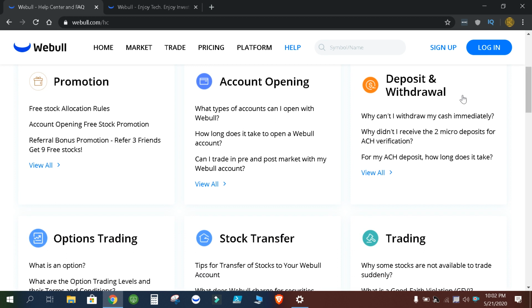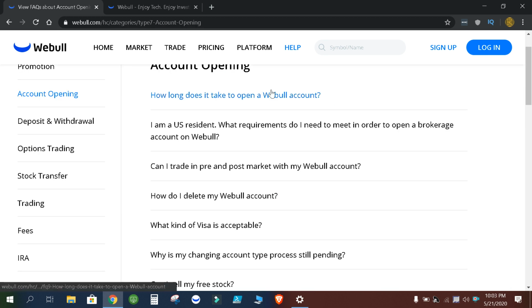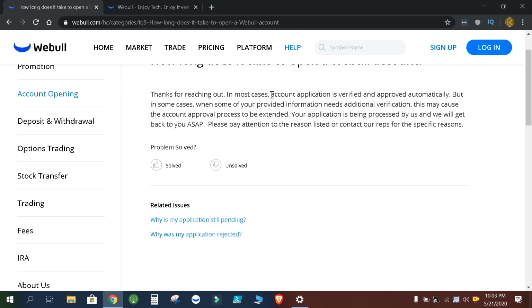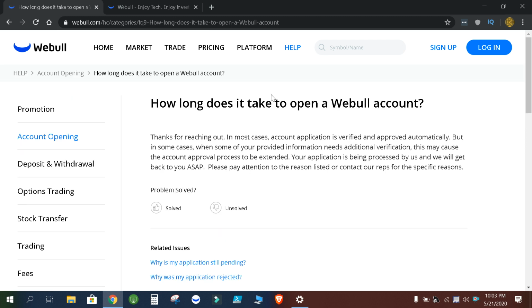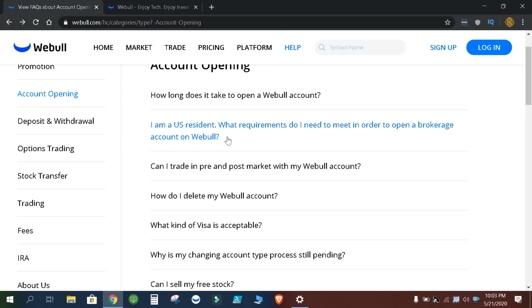So in terms of account opening, let's go to the main tab and see what they have. How long does it take to open a Webull account? It's a very quick approval process. When I opened my account over a year and a half ago, they had me approved within 2 business days. So it's pretty quick. They don't mess around on that.